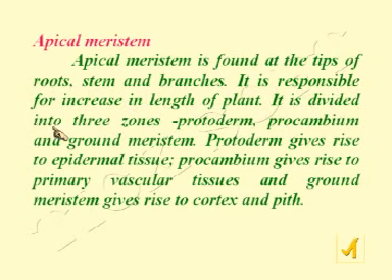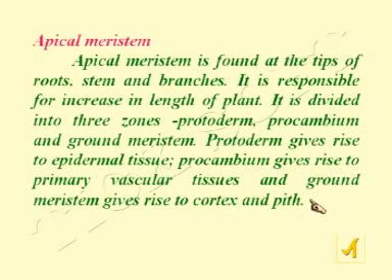It is divided into three zones: protoderm, procambium, and ground meristem. Protoderm gives rise to epidermal tissue. Procambium gives rise to primary vascular tissues, and ground meristem gives rise to cortex and pith. So apical meristems are present in the tips of roots, stems, and branches.